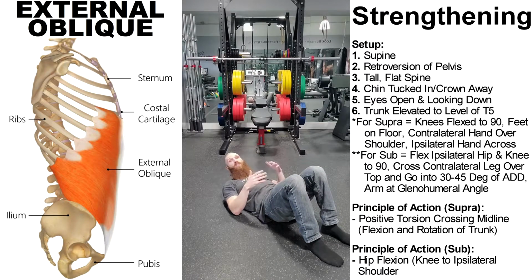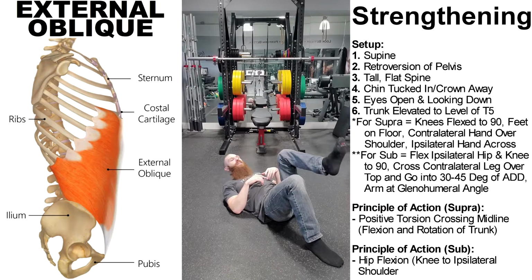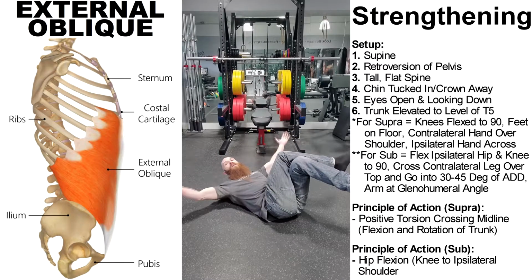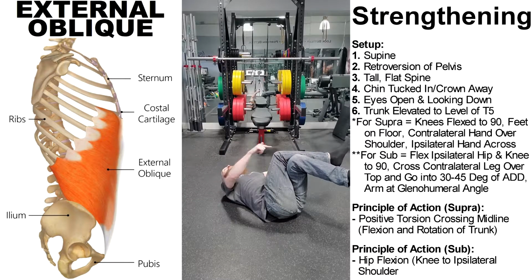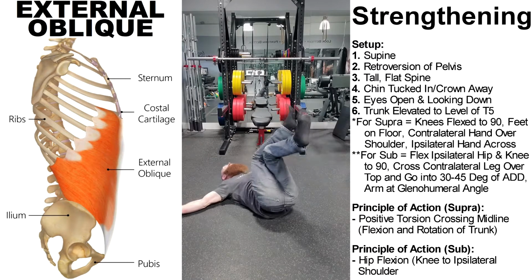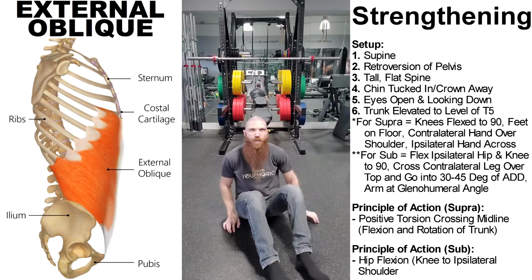Then, if we want to target the subumbilical or lower abdominals, what we want to do is with the ipsilateral leg, flex the hips and knee to 90 degrees. With the contralateral leg, we're going to wrap it up over top and go into 30 to 45 degrees of adduction. With the arms, we're going to go into the level of the glenohumeral angle, and we want to drive the knee toward the shoulder. And this is to target the subumbilical fibers. Those were the 2 strengthening exercises for the external oblique muscle.